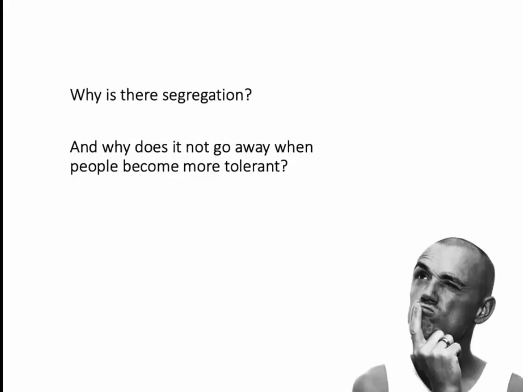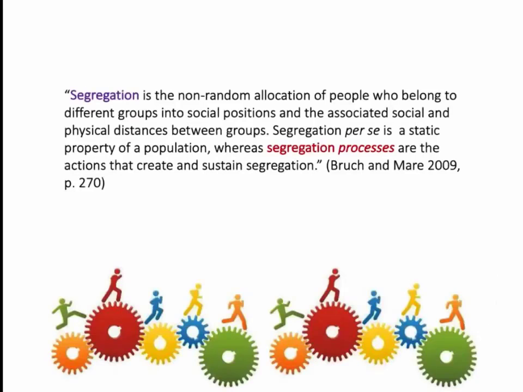Okay, in order to make sense of that, we'll talk about the segregation process. The segregation process is different from segregation. Here I have a definition from Brook and Mayer. They say segregation is the non-random allocation of people who belong to different groups into social positions and the associated social and physical distances between groups. It's just a fancy way of saying that according to certain social attributes, we are separated in whatever form.